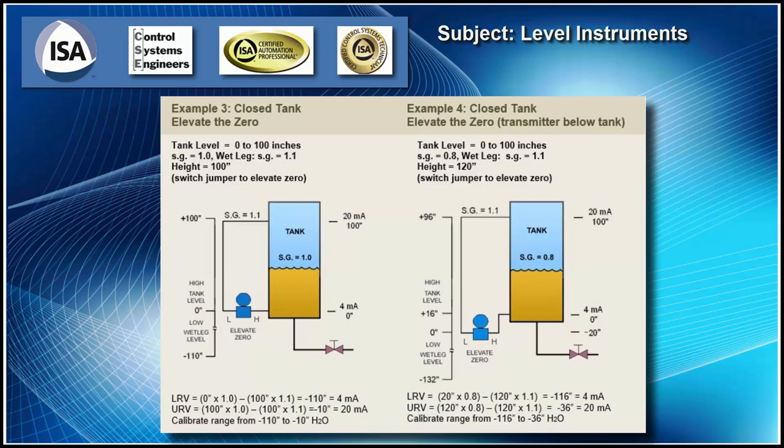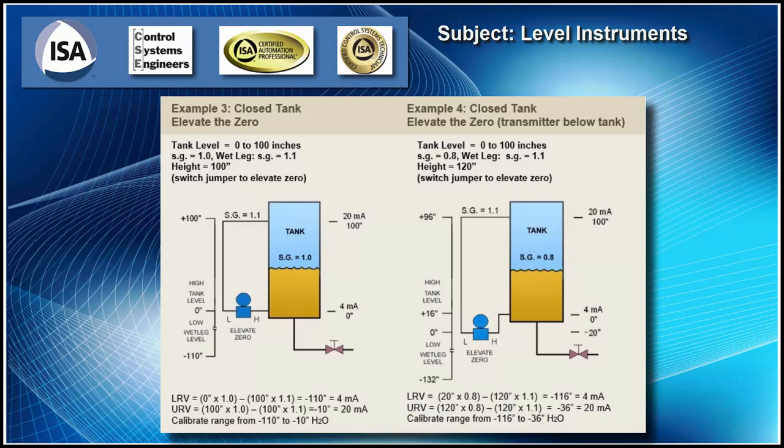Now, you'll see you got a 100-inch span here. Just like we said before, you take the upper range value minus the lower range value. So that'd be minus 10 inches minus a minus 110 inches. So that makes it minus 10 plus 110 equals 100 inches. So our span is still 100 inches.